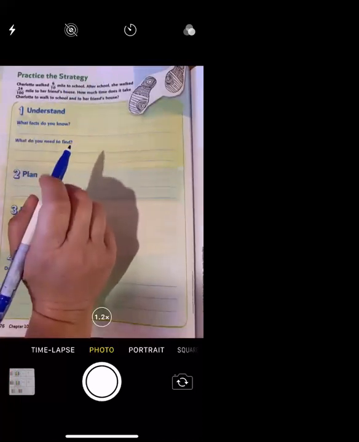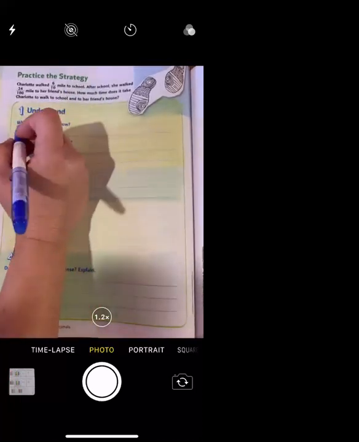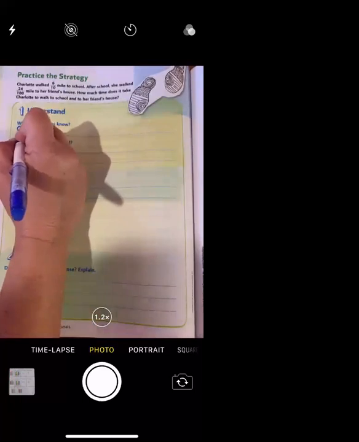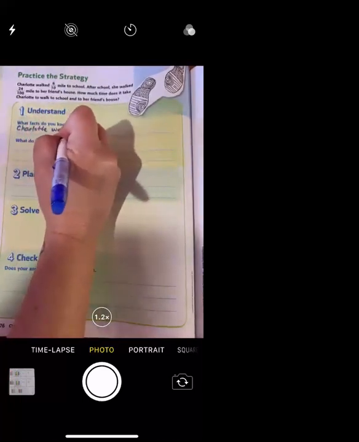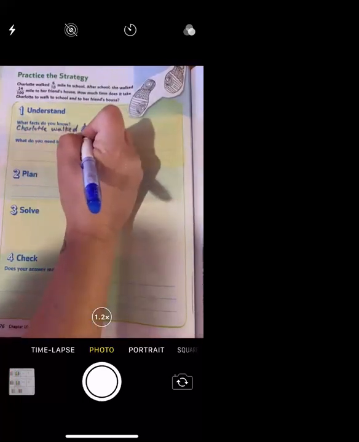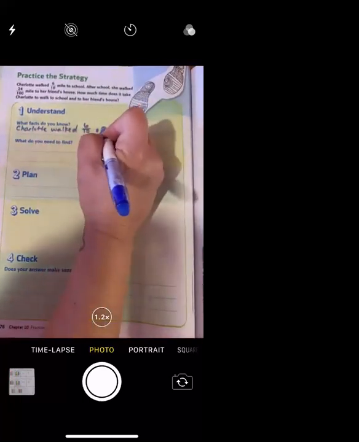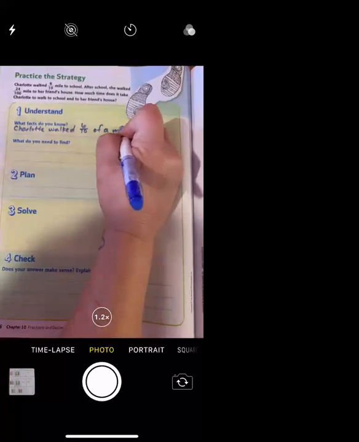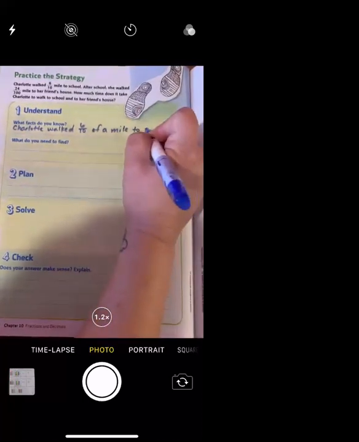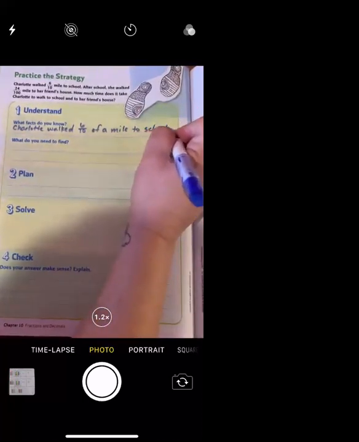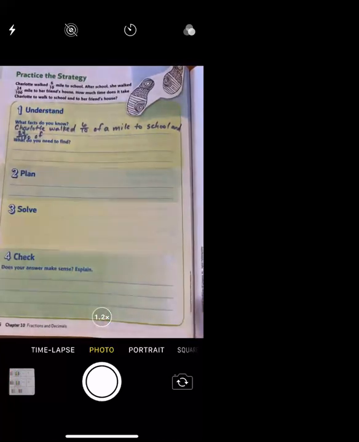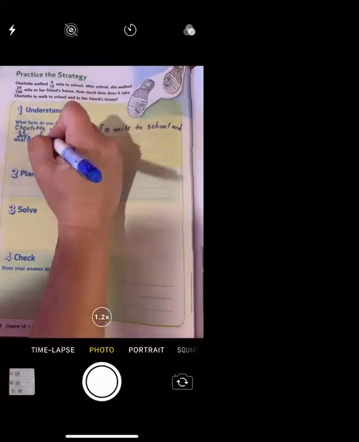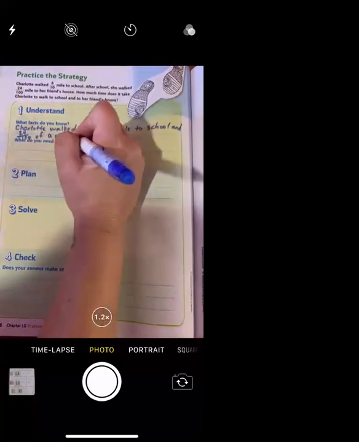So what facts do we know? We know she walked, so I'm going to put Charlotte walked 6/10 of a mile to school and 24/100 of a mile to her friend's house.